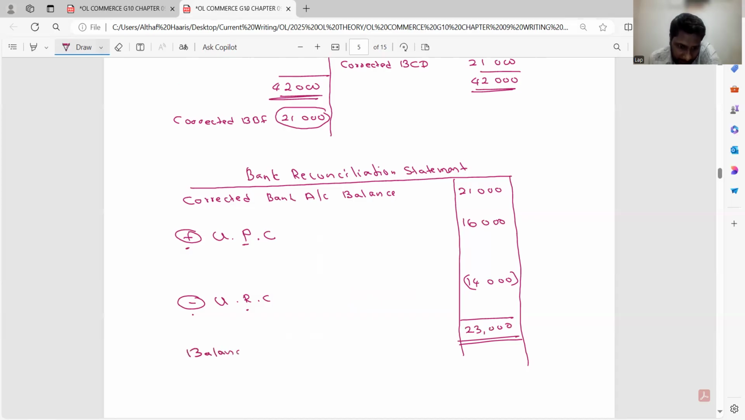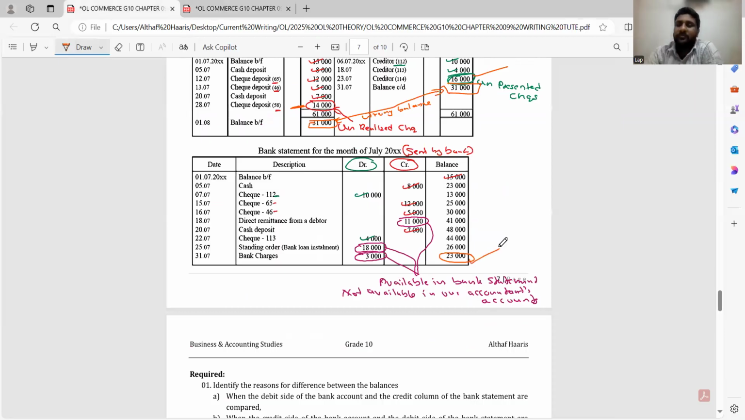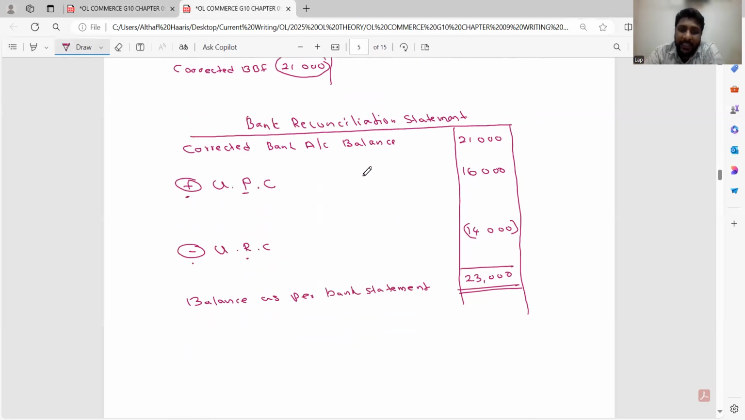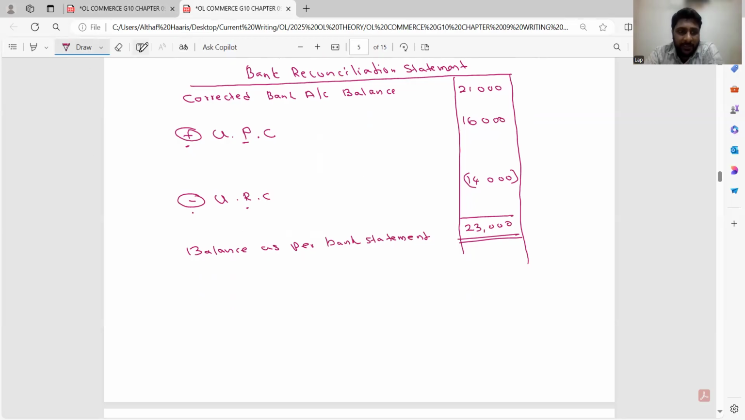Balance as per bank statement. Go and check whether it is there: 23. If you do your calculation properly, you should get the balance which is there in the statement. 23. So we have to practice. Before practicing further, write down these steps, people.